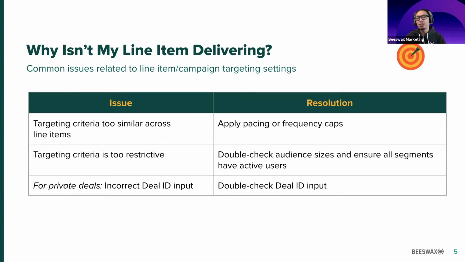And this is an issue that kind of typically occurs when both the targeting criteria are the same, the creative sizes are the same, and they're both using flat CPM bidding. In this scenario, the line item with the higher CPM bid will probably always win.